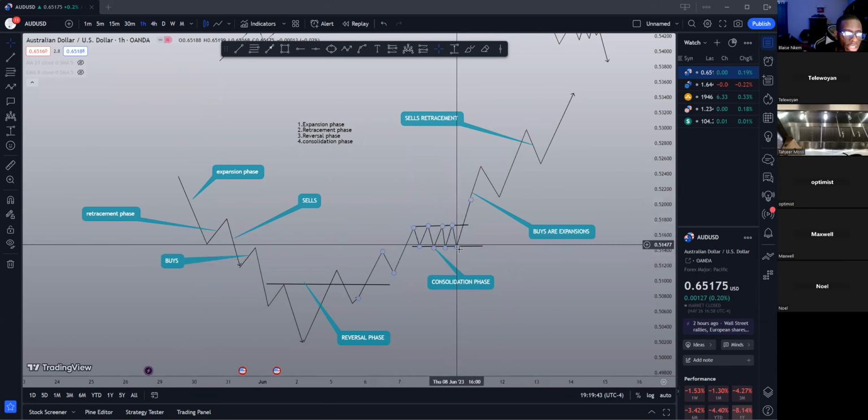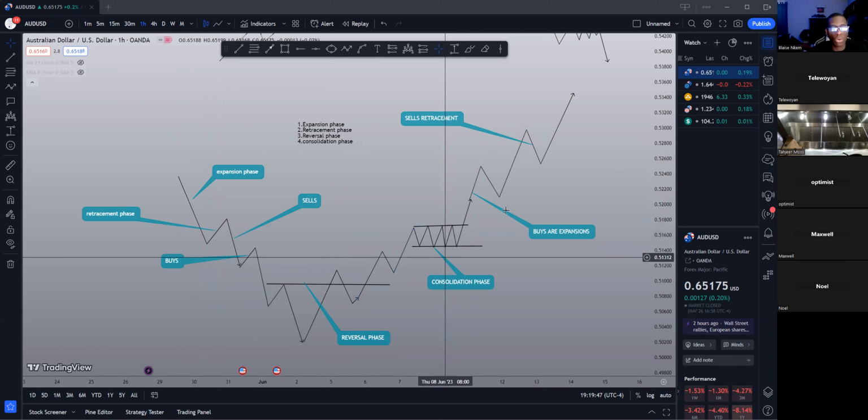Just like the consolidation phase. In the consolidation phase, you always have to wait for the breakout. That's what you have to wait for, a breakout to happen, when you're in the consolidation phase.